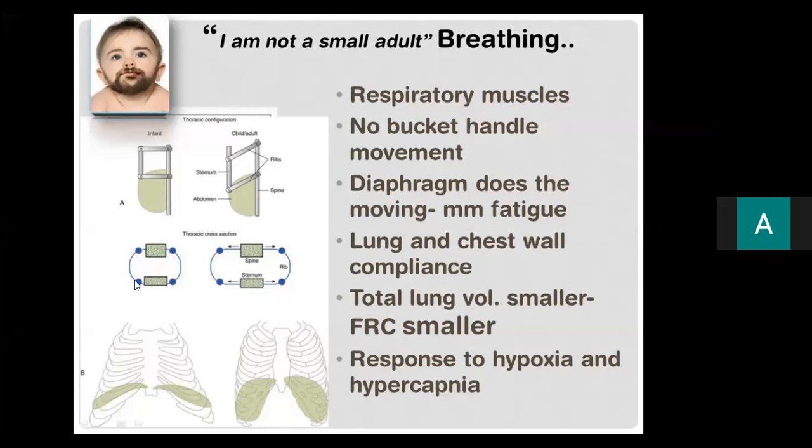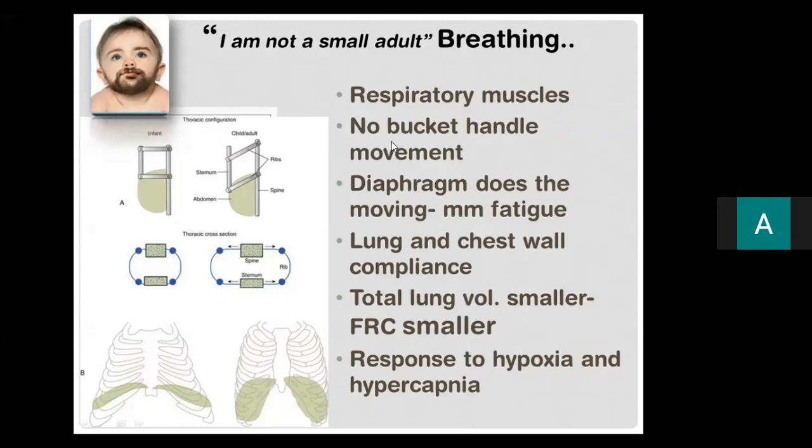Then also because of their compliance and easy atelectasis, they have a smaller functional residual capacity, and yet they have an increased oxygen consumption. So this predisposes them to hypoxia and its effects.